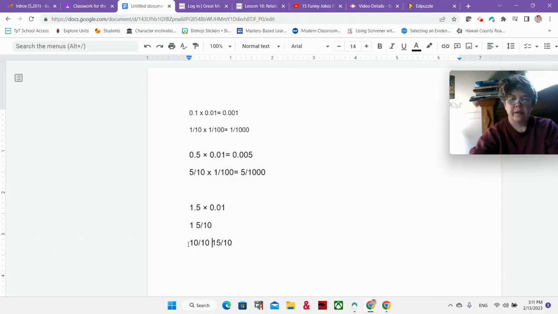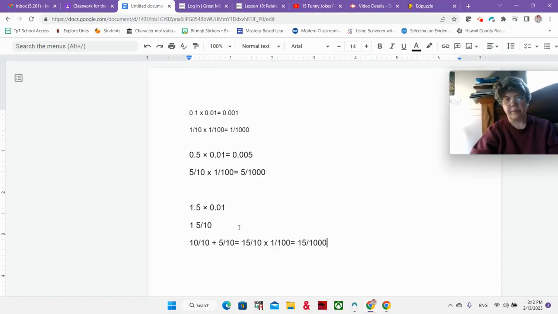10/10 plus 5/10 gives us 15/10. Okay, and then we're multiplying that by 100th. So that would be 15 times 1 is 15 thousandths. Yeah, I kind of like doing it by the fractions, but we could also think about how we're going to move it 2 places to the right on the place value chart.